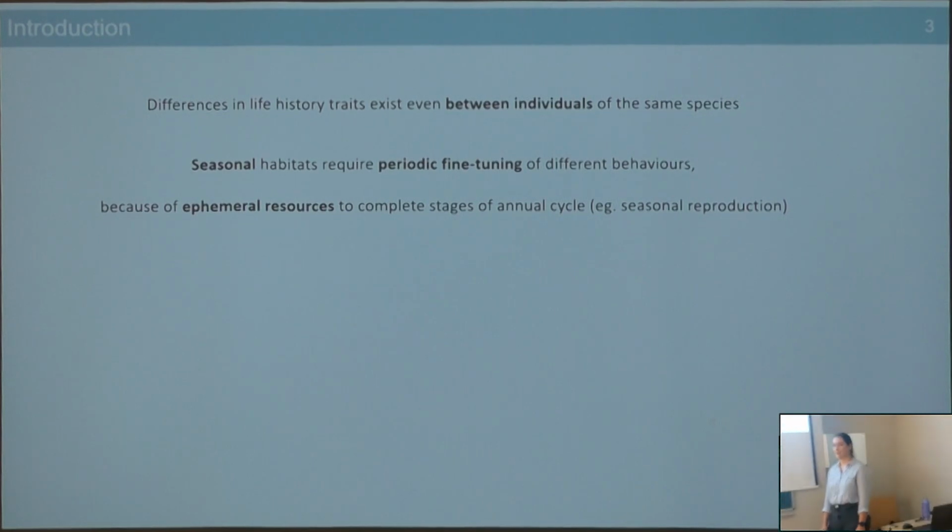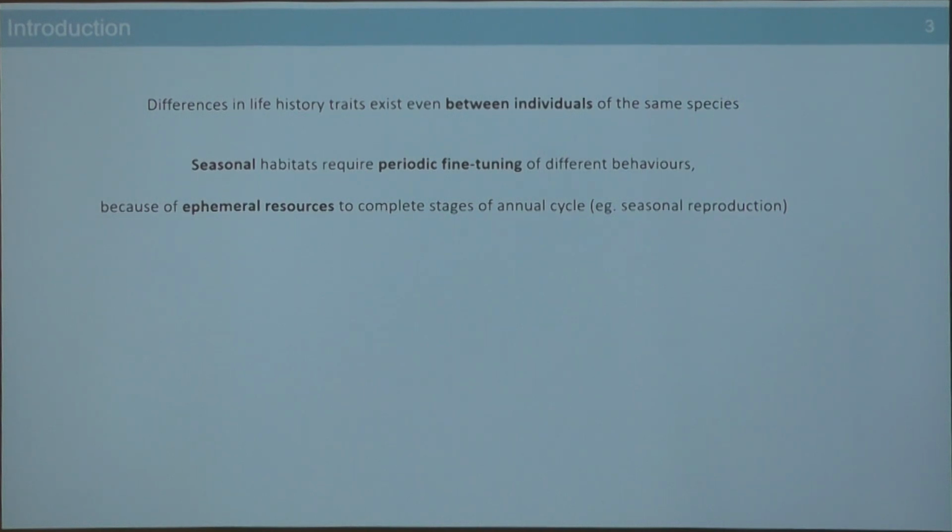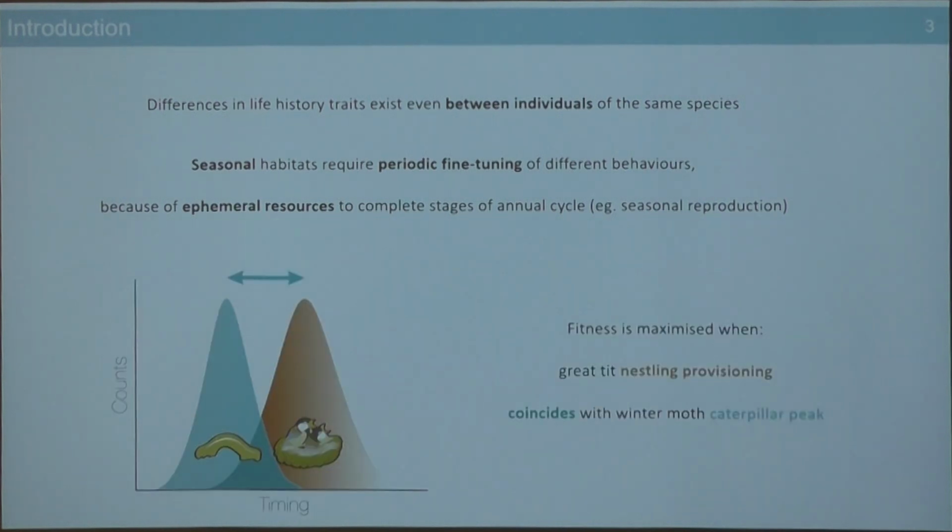But we also see differences in life history traits, even between individuals of the same species. And seasonal habitats in particular require the periodic fine-tuning of different behaviors of organisms living in seasonal habitats, often because they rely on some sort of ephemeral resource to complete different stages of their annual cycle, such as seasonal reproduction. A very classic example, and one which I'm very familiar with, is how fitness in great tits is maximized when the timing of nestling provisioning coincides with the timing of winter moth caterpillar availability, which is only available for a short time each spring.